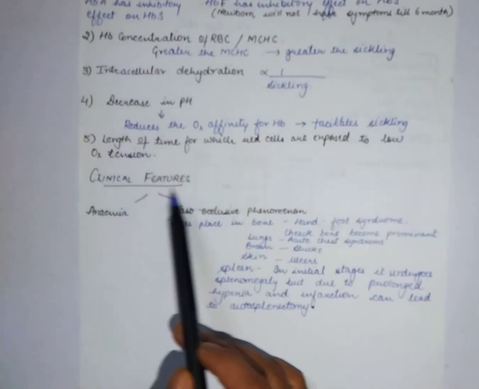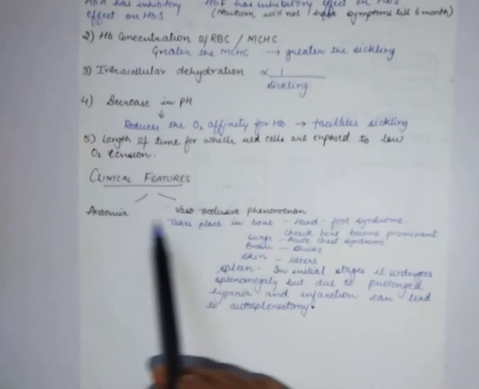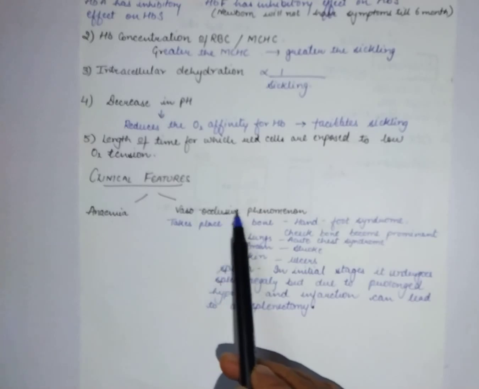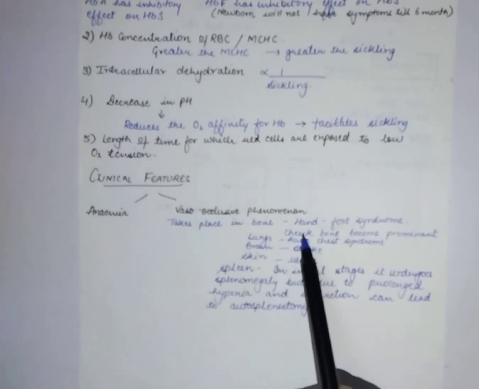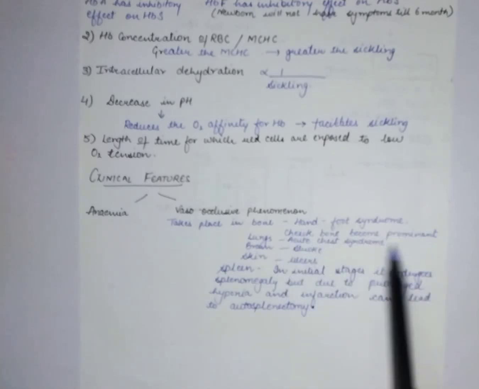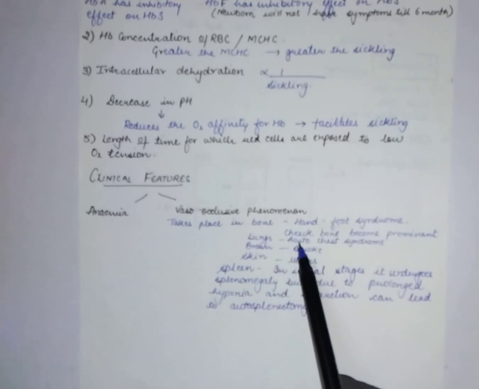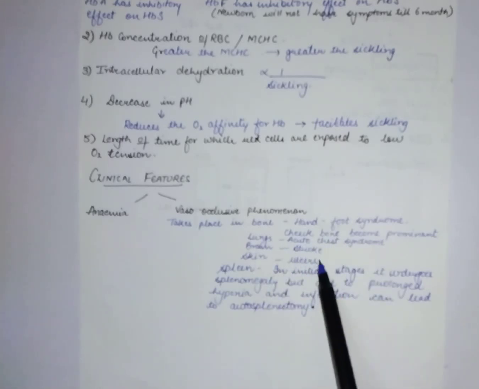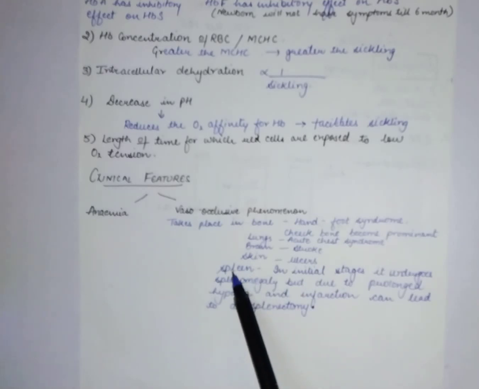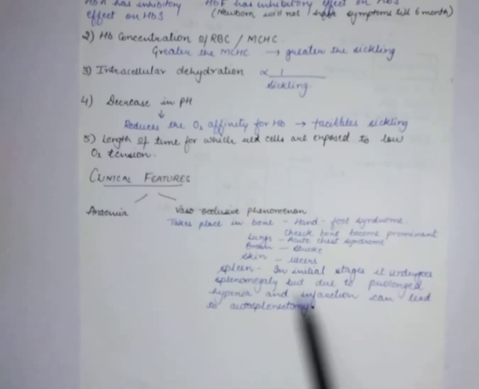Now the clinical features of sickle cell anemia. One is anemia, second we have vaso-occlusive phenomenon that takes place in bone, hand or foot. In this case, our cheekbone becomes prominent. In the lungs, there occurs acute chest syndrome. In the brain, there occurs stroke. In the skin, there occur ulcers. In the spleen, in the initial stages, it undergoes splenomegaly, but due to prolonged hypoxia and infection, it can lead to autosplenectomy.